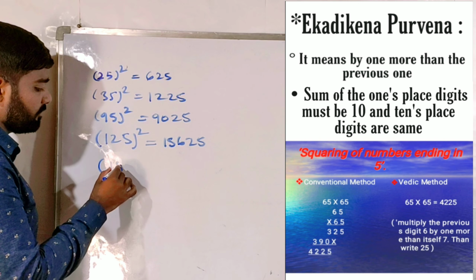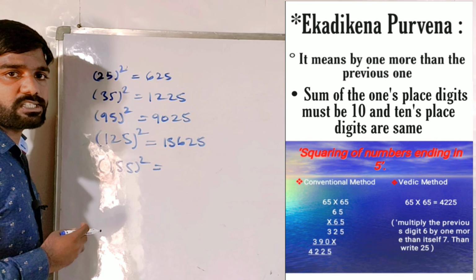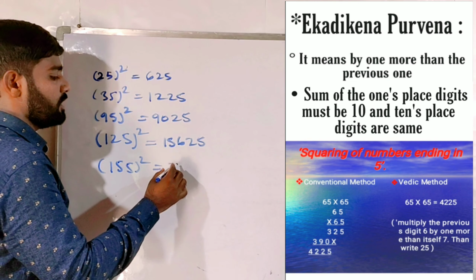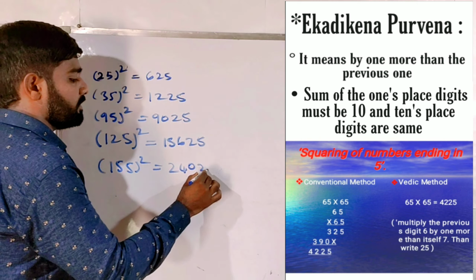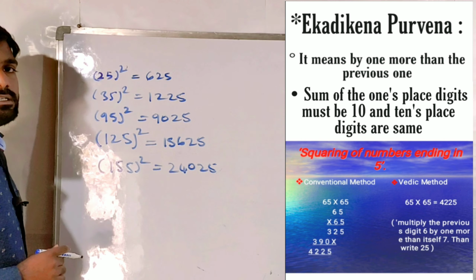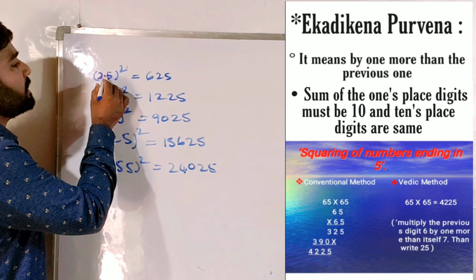One more example, 155 square is equals to 15, the next number is 16. 15 16s are 240 and 5 5s are 25. The answer is 24,025. ఇదే మెథడ్ని మనం డెసిమల్ నెంబర్స్కి కూడా యూజ్ చేయొచ్చు.